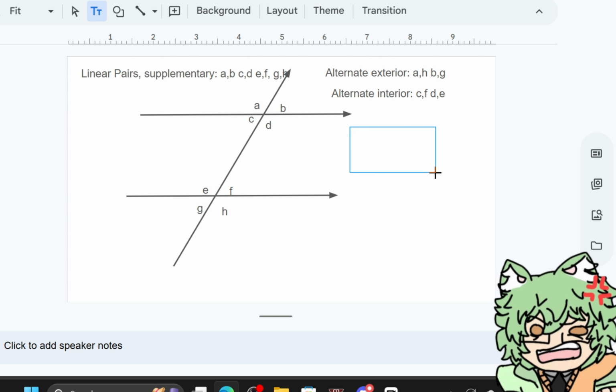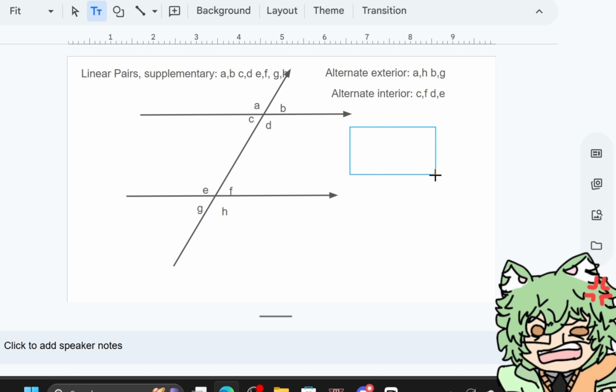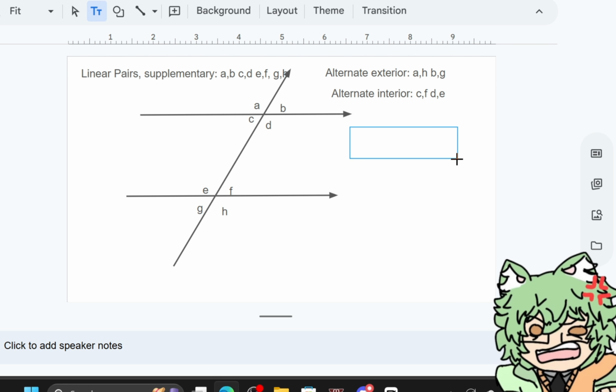Okay, so, low-key, I did not take notes on vertical and adjacent, so good luck on that one. I will kill myself over that one. I will mull over that, but I'm pretty sure everyone could figure that out.